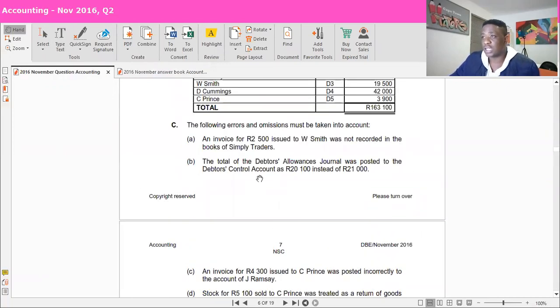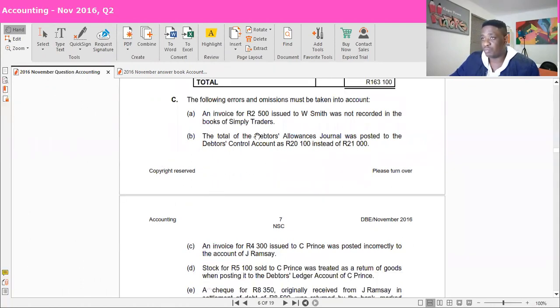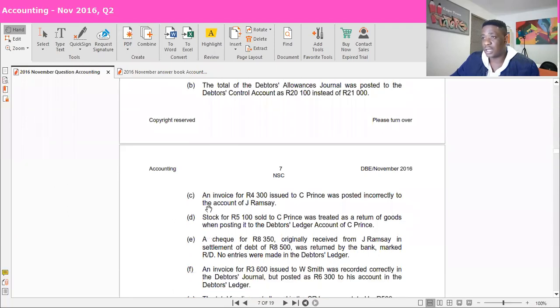So we'll be looking at transactions that actually affect J. Ramsey. So an invoice off to W. Smith doesn't affect J. Ramsey. B does not affect J. Ramsey. And then C, it does affect. So it says an invoice of 4,300 issued to C Prince was posted incorrectly to J. Ramsey. So we'll add this one to Prince and subtract it from J. Ramsey.